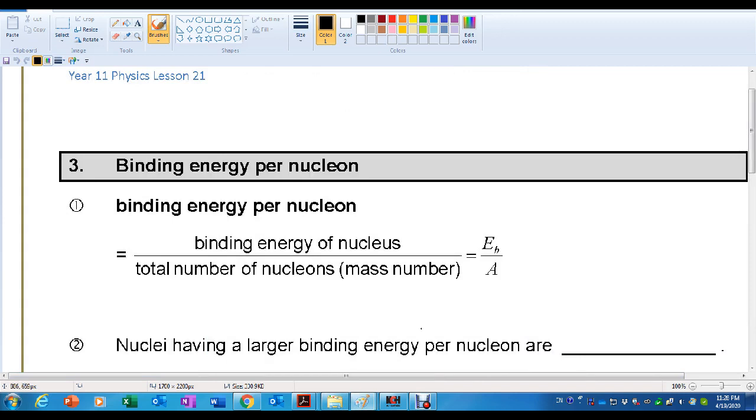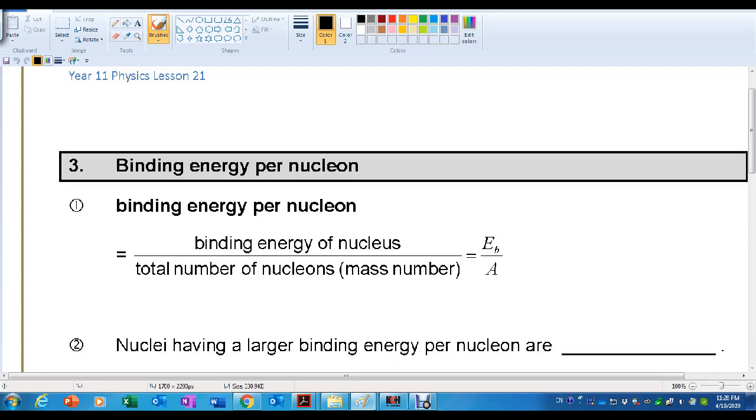Okay, so let's continue on binding energy per nucleon. We know that binding energy is the amount of energy required to disassemble a nucleus. Of course, by this definition, the bigger the nucleus, the more binding energy it requires to disassemble it, right? So how about binding energy per nucleon?